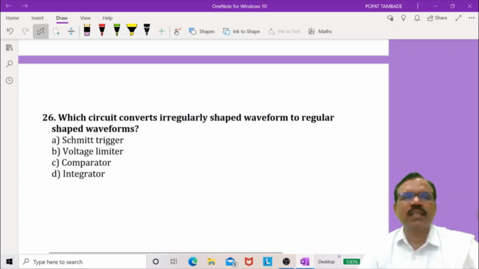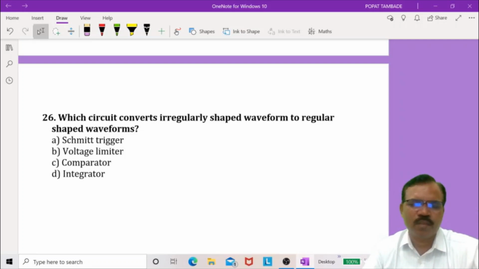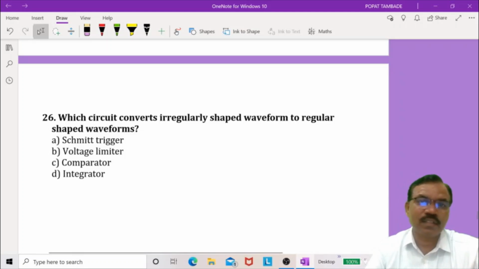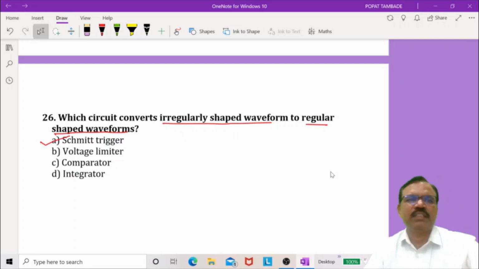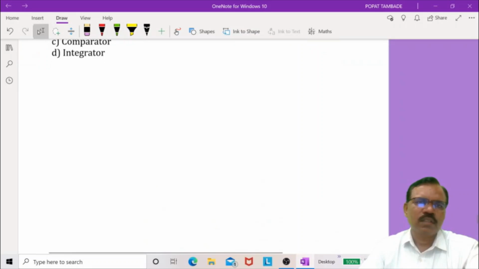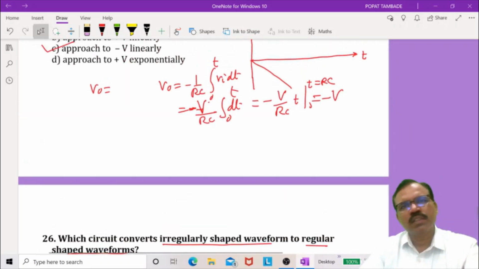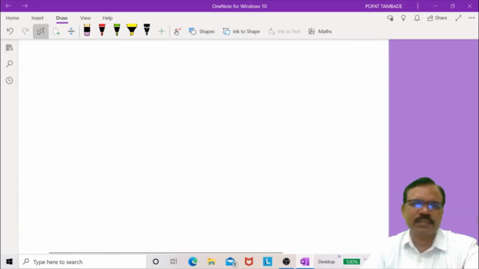Which circuit converts an irregularly shaped waveform to a regular shaped waveform? Irregularly shaped waveforms to regularly shaped waveforms are obtained by using a Schmitt trigger. So this is about some multiple choice questions on operational amplifiers.